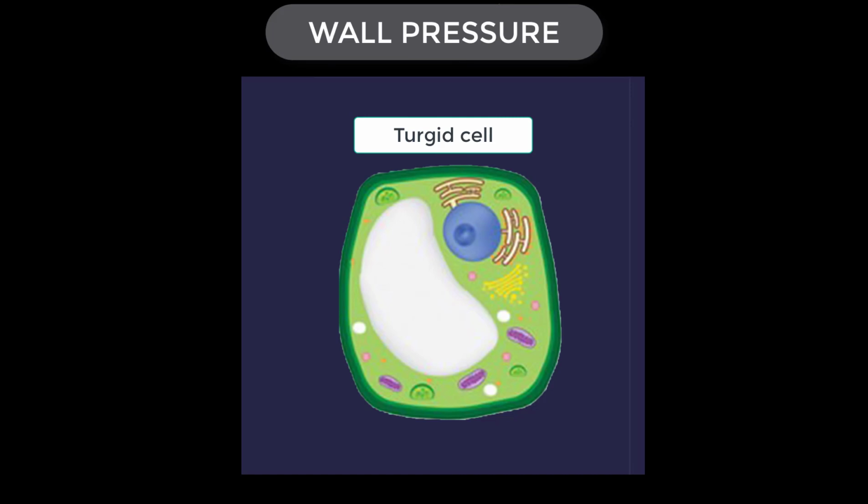Remember, turgor pressure is pushing from the tonoplast towards the cell wall, while the wall pressure is pushing the cytoplasmic contents towards the vacuole. Therefore, we say that wall pressure is the pressure that is equal and opposite to turgor pressure, and it is exerted by the cell wall towards the tonoplast as the cell absorbs water through the process of osmosis.